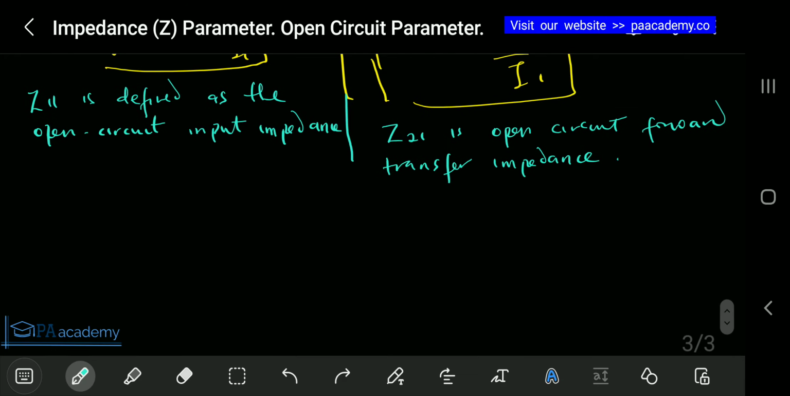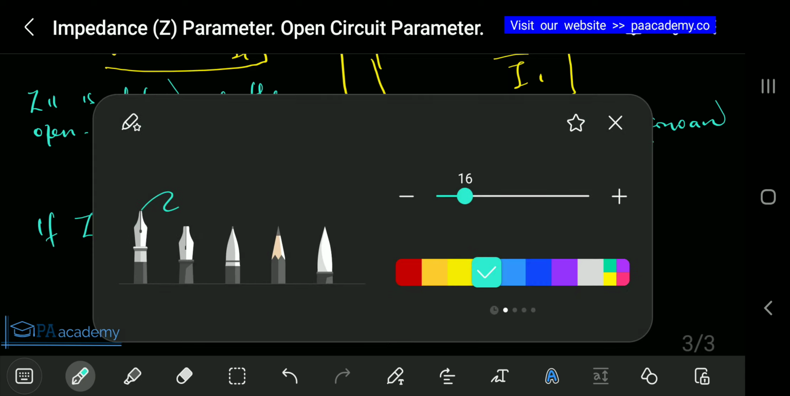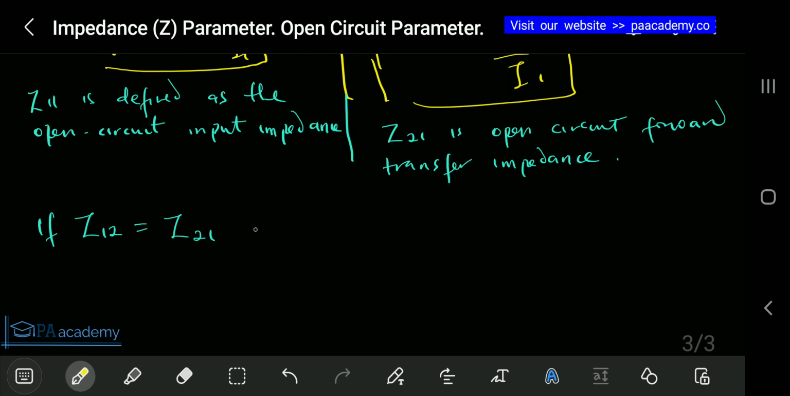Exactly. All right. So with what we have here, there's also another thing we need to mention before we start looking at examples and how to apply all of this formula. So if you have Z12 equal to Z21, exactly. So if you solve a question or an equation under Z parameter, and the value you get for your Z12 and your Z21 are the same thing, then we can say that the network is a reciprocal network.